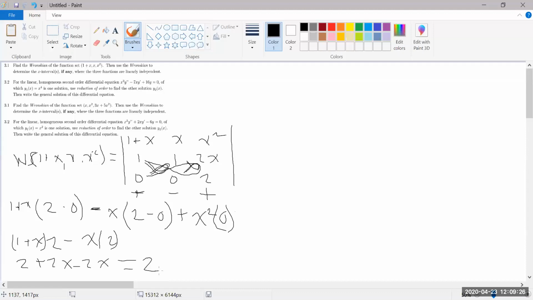So your Wronskian equals 2, and when your Wronskian equals a nonzero constant, that means the functions are linearly independent on all x. So the interval is all numbers. Okay, so let me get rid of this and we can start on the next problem.